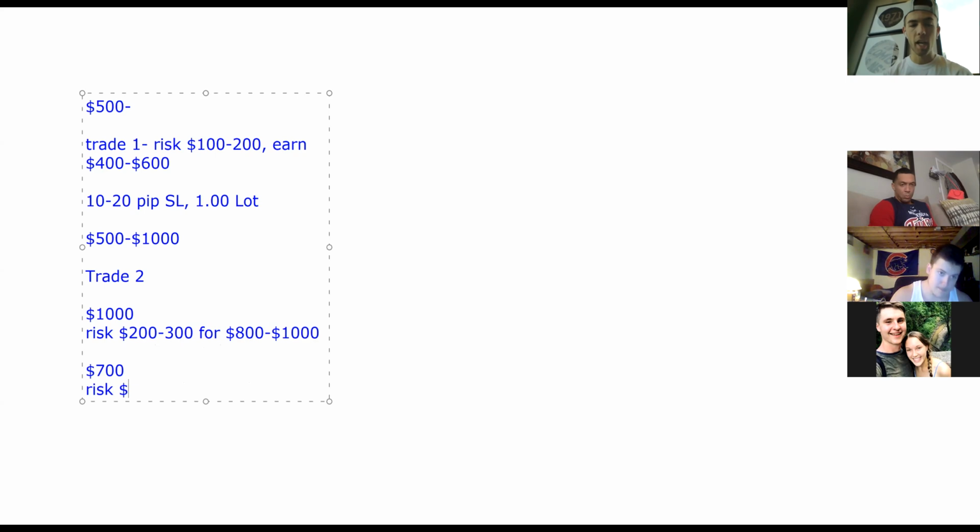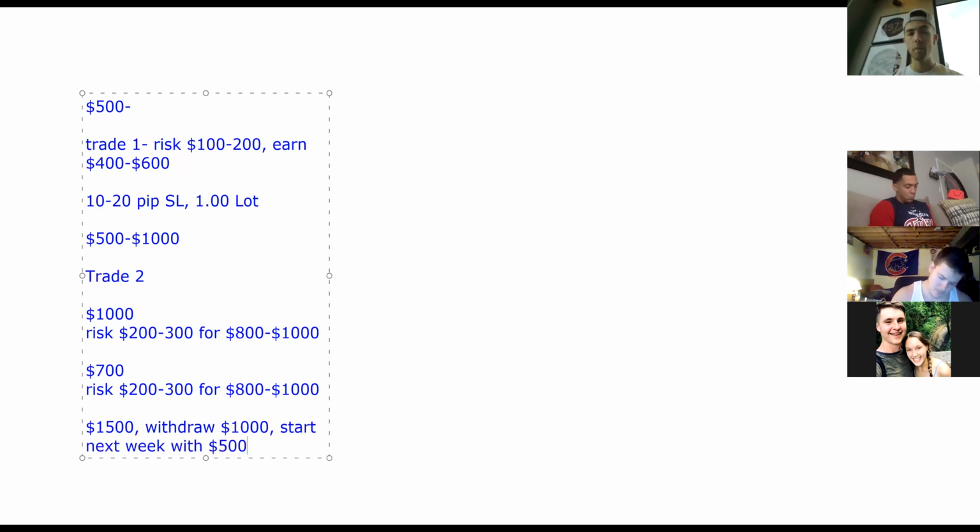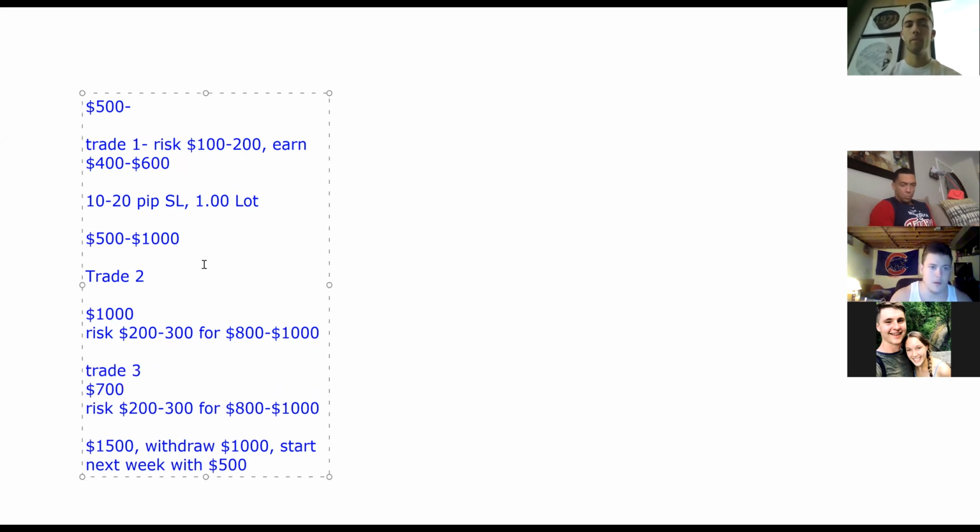This is just an example. Next trade, boom, you're at 1,500 already. You can be done. Withdraw 1,000, start next week with 500 again. That's an example of how you can go 500 to 1,500 in 3 trades. In 3 trades, and that's with losing one. That's if you lose one as well. If you go 2 for 3, you can go 500 to 1,500 like that.